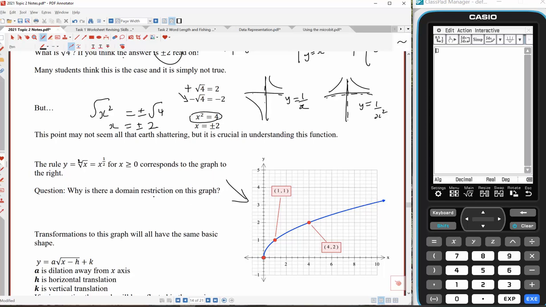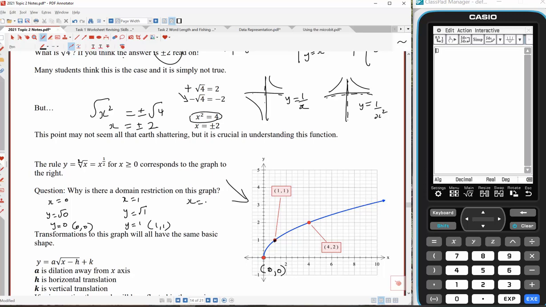Well, let's explore the root x function by popping in some values. x is equal to 0, y is equal to the square root of 0, and when I square root nothing, I get nothing. So (0, 0) is a point on the function. Let's pop 1 in. x is equal to 1, y is equal to root 1, the square root of 1 is just 1, so y is equal to 1. (1, 1) is a point. There it is right there.